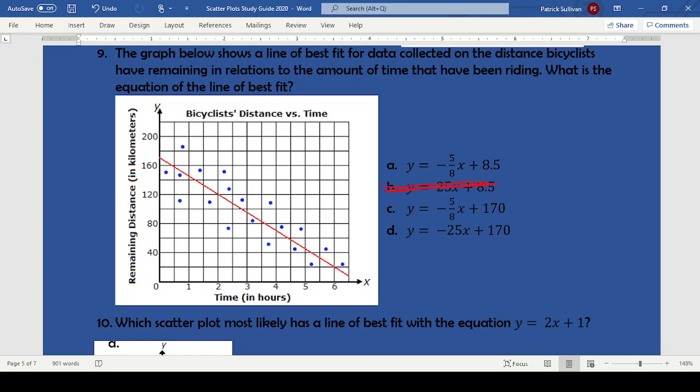The next thing I like to do is look at my y-intercept. And looking at my graph, I can approximate that between the two options of 8.5 and 170, it is definitely closest to 170. So I can easily cross this one out as well. Now, for letters C and D, they both have a negative slope and they both share the same y-intercept. So the differentiating factor here, the only difference between these two is the slope.